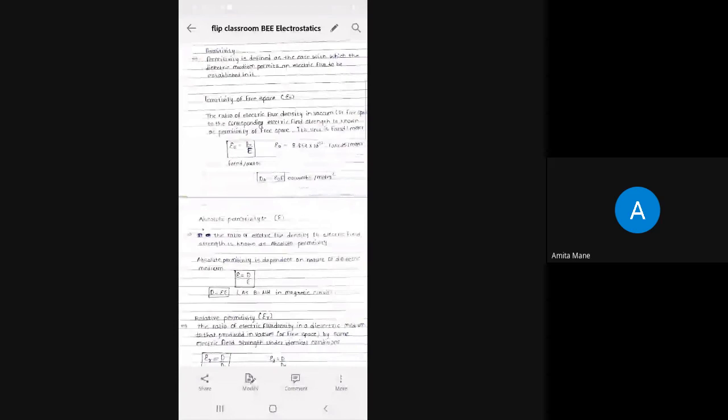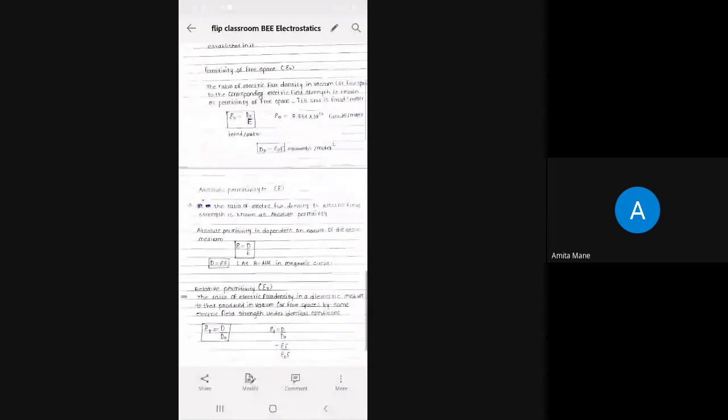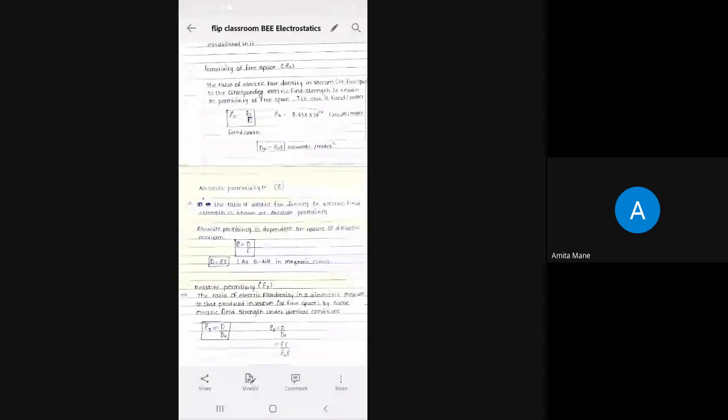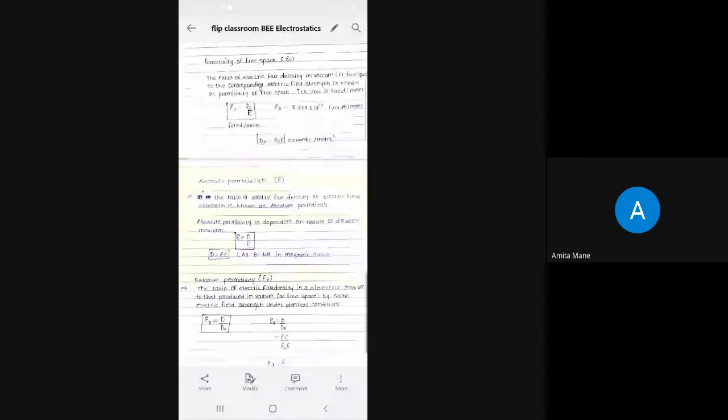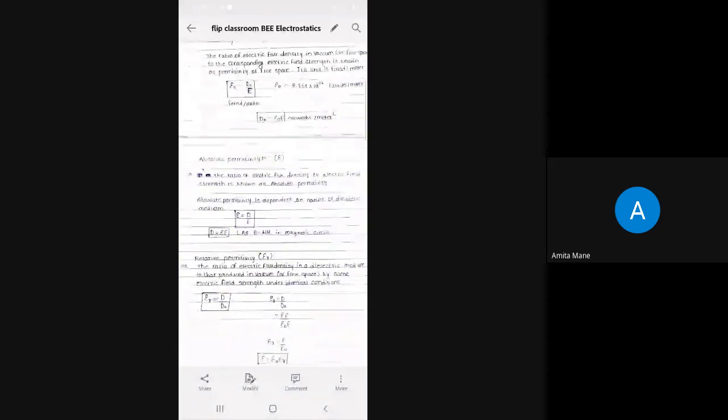The permittivity of free space is the ratio of electric flux density in vacuum or in free space corresponding to the electric field strength, and its unit is farad per meter. Epsilon naught is equal to D naught upon E, and D naught is equal to epsilon naught into capital E.